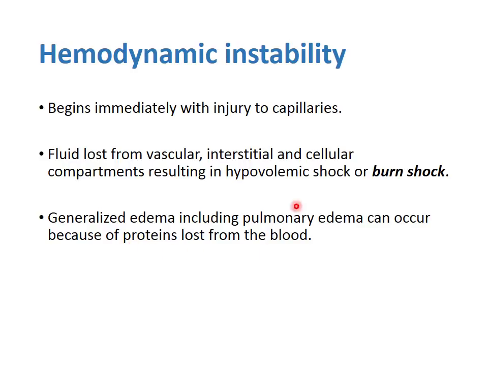The hemodynamic instability, as I said, begins immediately with injury to the cells. You end up getting fluid loss. If it's an extensive amount of your skin, you can lose tons and tons of fluid to the point where you can't drink enough to keep in enough fluid. And you can go into shock from this. You'll go hypovolemic, low fluid volume in your blood. And you can end up getting generalized edema. You can even get pulmonary edema from this, specifically if proteins start to cross over into the lungs, into the alveoli.